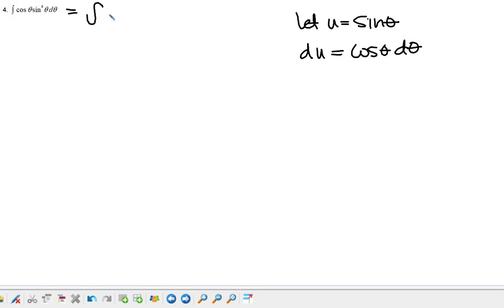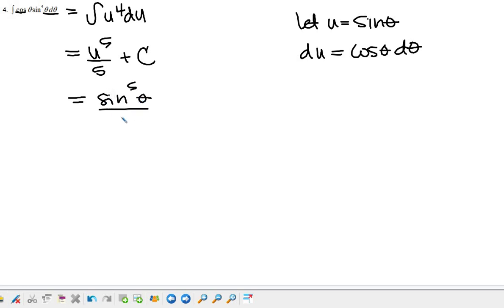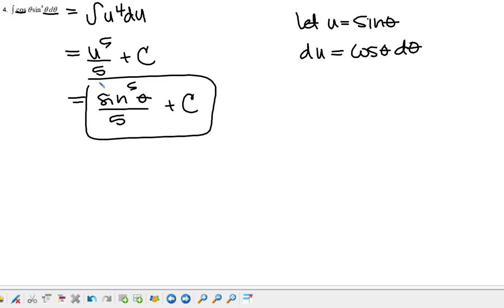So I have the integral of u to the 4th, and then cosine theta d theta becomes du. So then we just use general power rule, add 1 and divide by the new power. So then we need to sub in our theta. So I have sine to the 5th theta over 5 plus c.